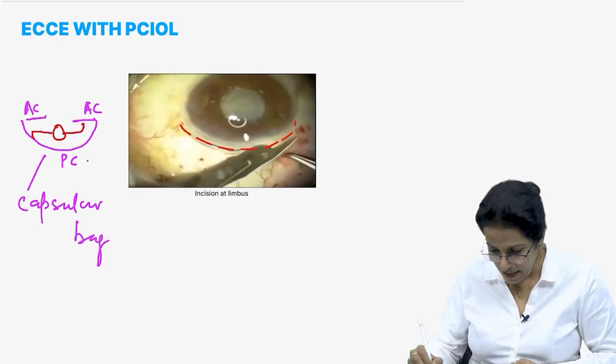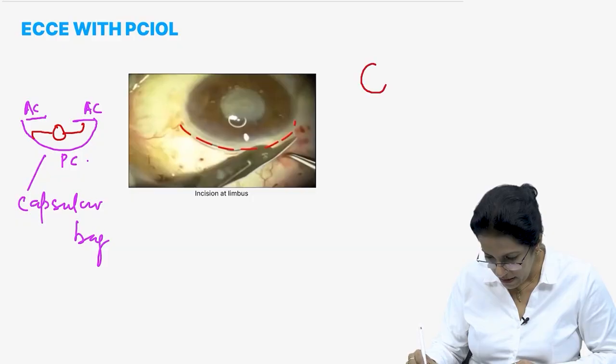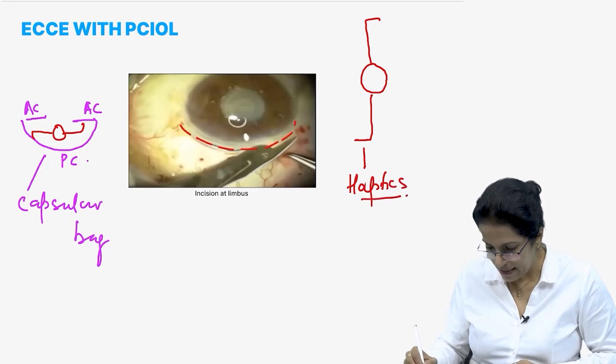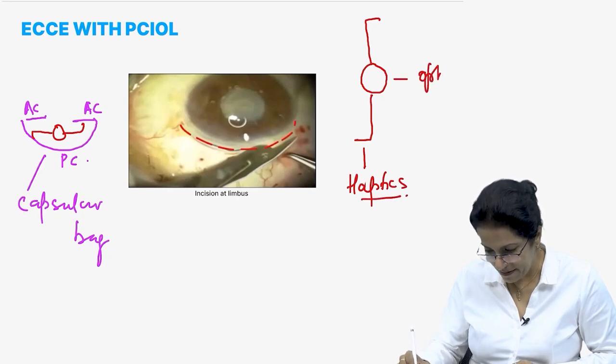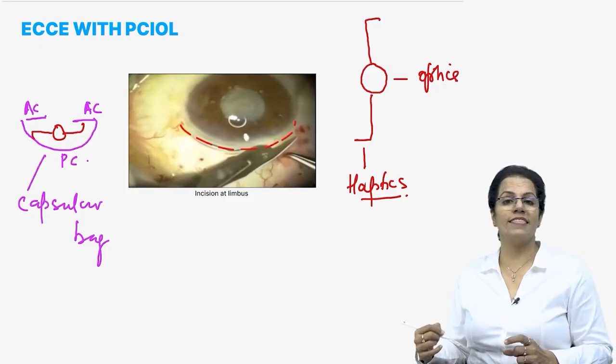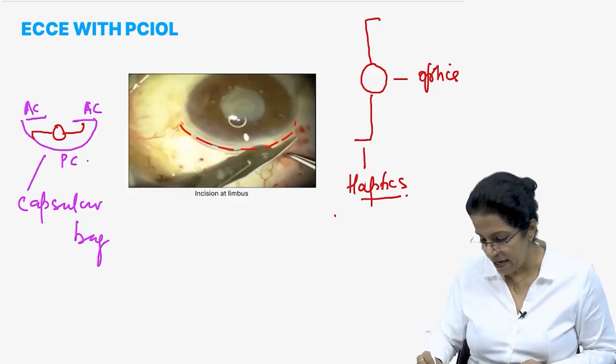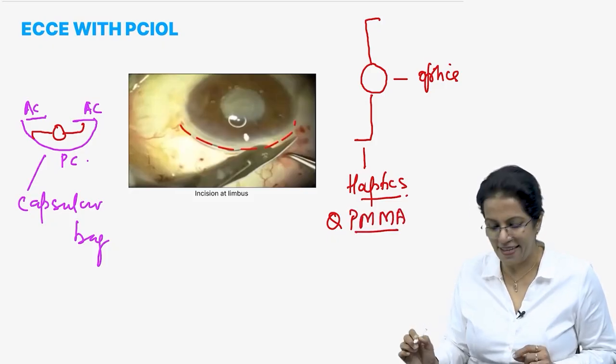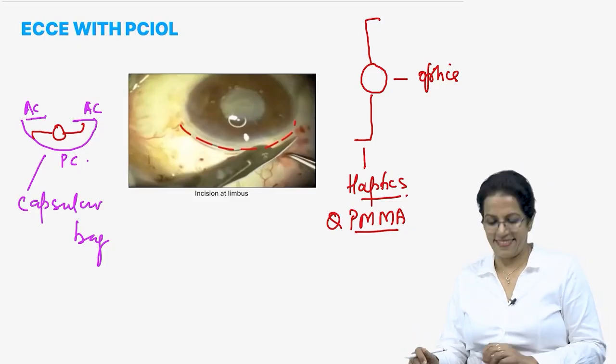Okay. And if you see, I am making the intraocular lens with, this is the optics of the lens, and this is the supporting part, called haptics. This is another point to remember. This is haptics and this is optics. If I talk about the non-foldable lenses, the question is, what is it made up of? You will answer PMMA. It is made up of polymethyl methacrylate. Right, all of you? Okay.